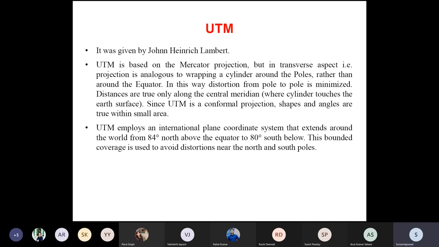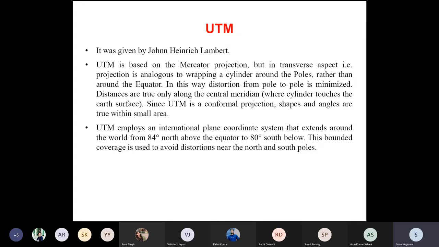So the next one is UTM, Universal Transverse Mercator. This one was given by Johann Heinrich Lambert. UTM is based on a Mercator projection, but in transverse aspect, which we have already seen. It means that the projection is analogous to wrapping a cylinder around the poles rather than around the equator. In this way, the distortion from pole to pole is minimized and distances are true only along the central meridian. Since the UTM is a conformal projection, shapes and angles are true within a small area.